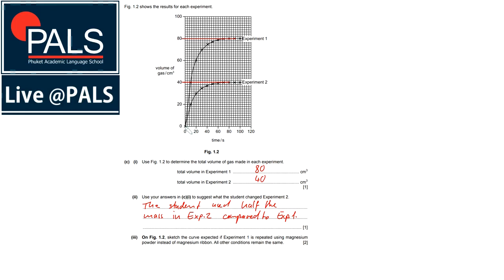So that means our line must initially be steeper, something like this, and then it curves and levels off at the same volume as the first experiment. So make sure that your initial line is steeper. That's what we get 1.4, and then the second point is that it levels off at the same volume of 80 centimeter cube, but again it reaches that volume earlier than in experiment 1.